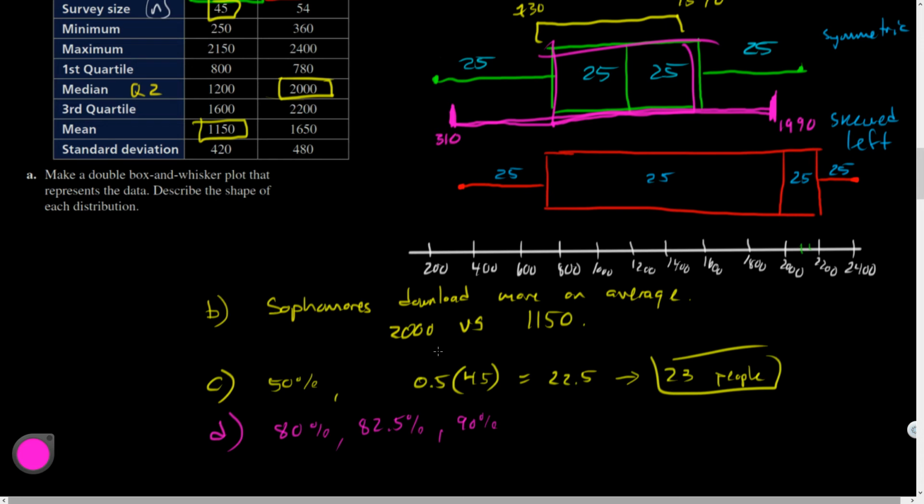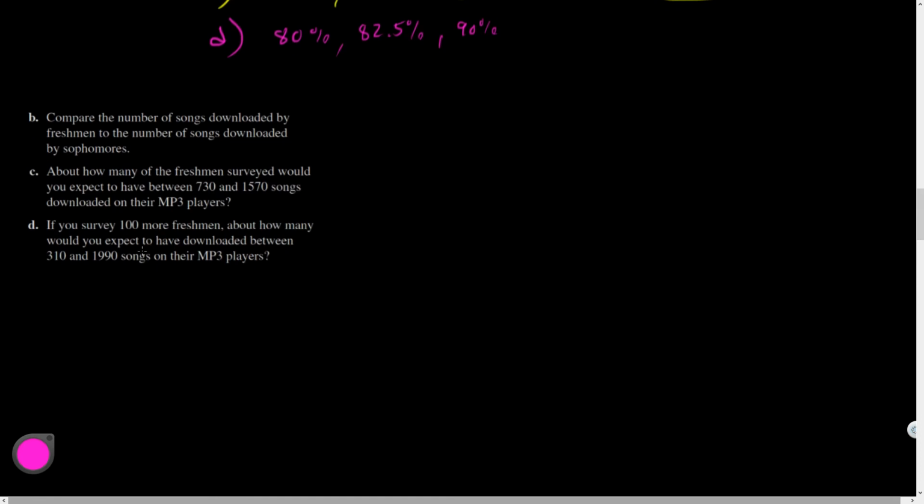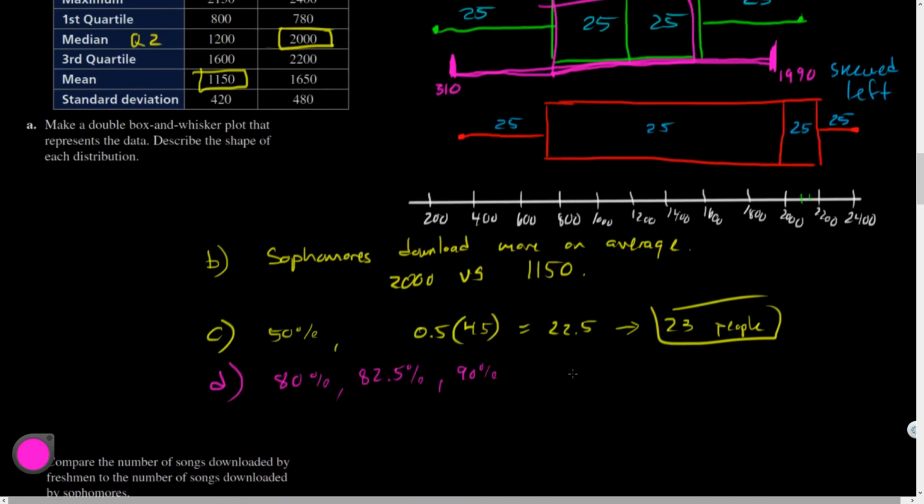Okay? But if I survey 100 more freshmen, let's look at the phrasing, about how many would you expect to have downloaded between that? So if I have 100 new people that were not part of the original survey, how many people would I expect? I would take whichever percent that I liked. So 0.825, multiply by the 100 people, and I'll get 82.5 people. So maybe I'd say 83.